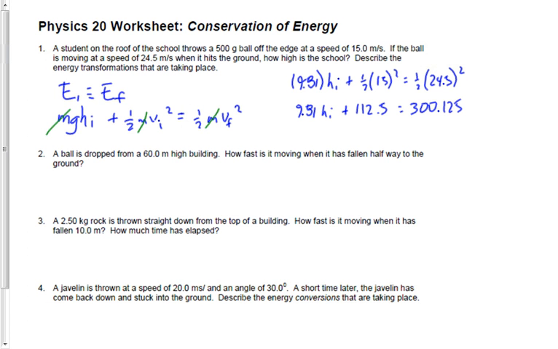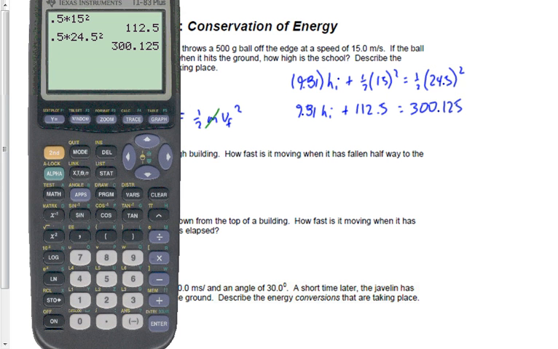300.125. Solving for H, what do you got to get rid of first? 70? No, not the 9.81. Get rid of what's not attached. What's not attached to the H? The 112. So let's take that over to the other side by subtracting. You say 300.125 minus 112.5, 187.625.